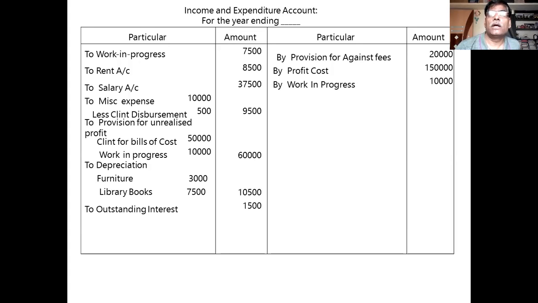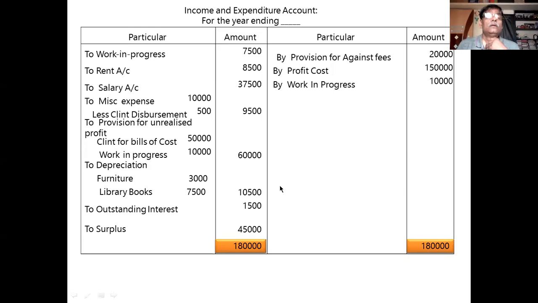Outstanding interest 1,500. You take the expense as per the given problem. Then take the total. Total is 1,80,000. Difference is 45,000. This is the surplus. The only thing regarding this is that in the miscellaneous expense you have to deduct client disbursement. If client disbursement is more in the adjustment, that amount you deduct here. And if client disbursement is less in the adjustment, you add here. This is the point.